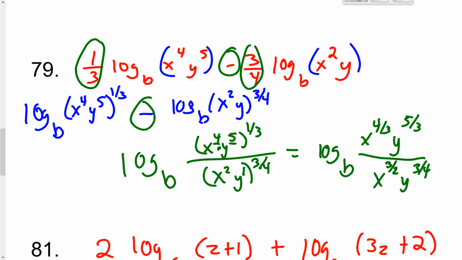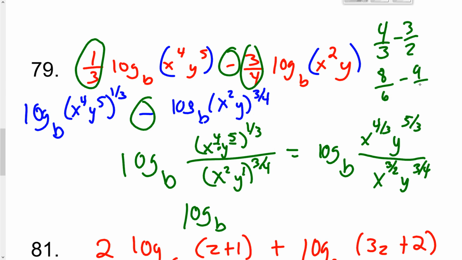Then I can use my properties of exponents again and say when I divide by the same base, I subtract my exponents. So log base B, and now I'm taking 4/3 and minusing 3/2, right? So I have to find common denominators. So this is 8/6, and this is 9/6. Correct? Yes. And then I can subtract those, so I get -1/6. So this would be x to the -1/6.